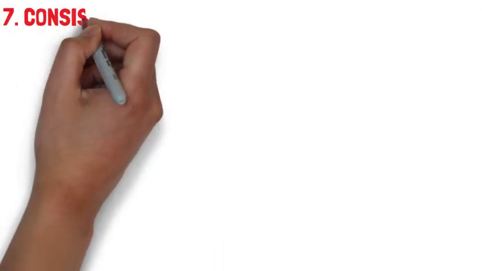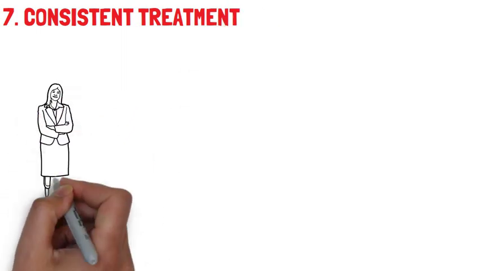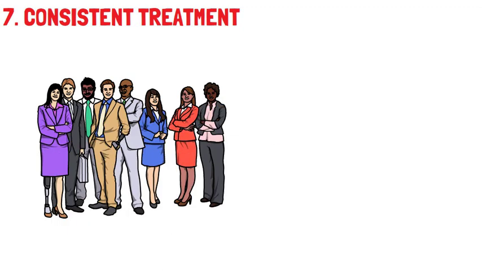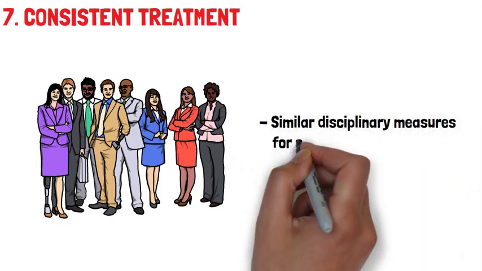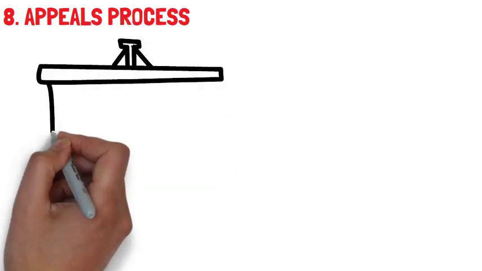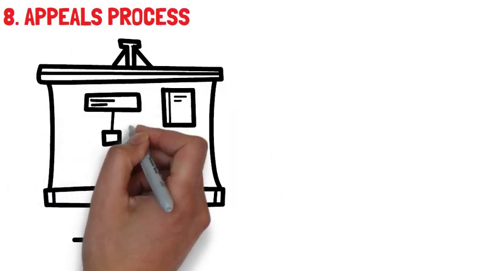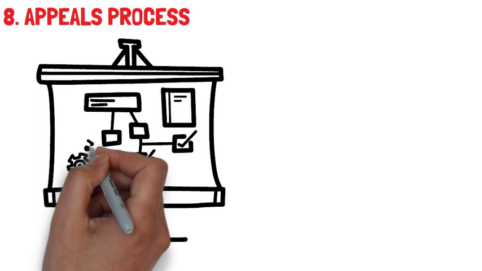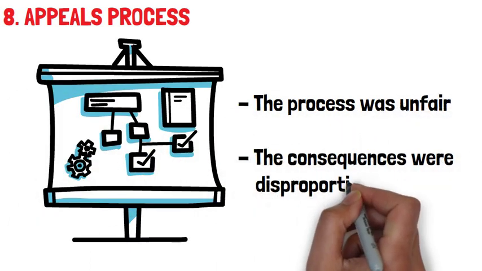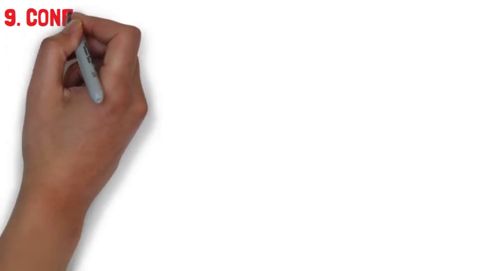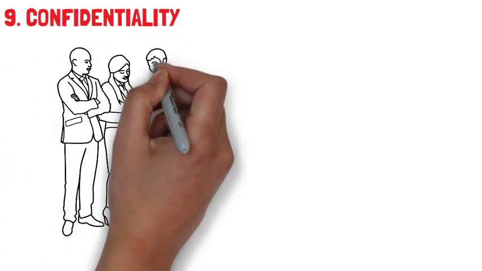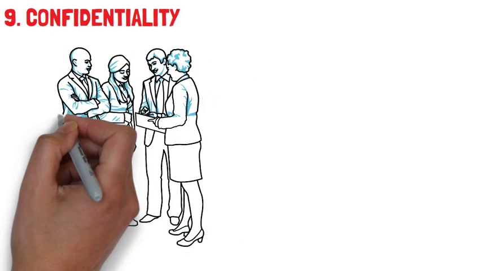7. Consistent treatment. Employees have the right to expect consistent treatment in disciplinary matters. Employers should apply similar disciplinary measures for similar instances of misconduct. 8. Appeals process. Many employers have an appeals process in place. Employees have the right to appeal disciplinary decisions if they believe that the process was unfair or the consequences were disproportionate.